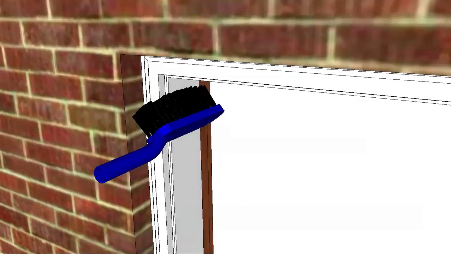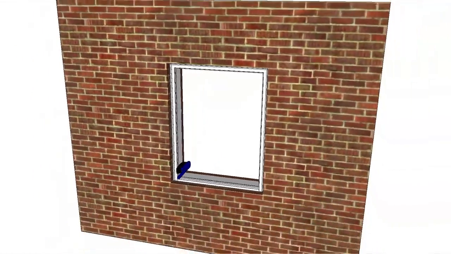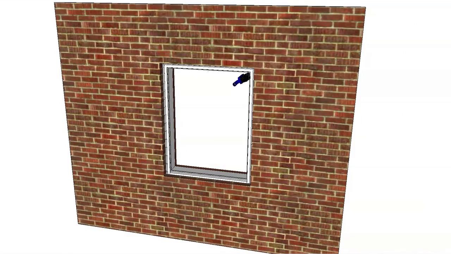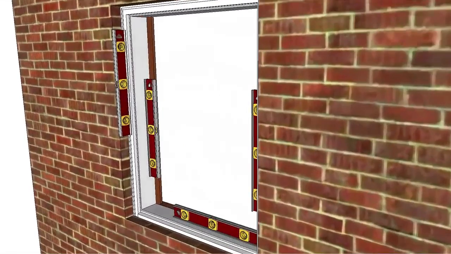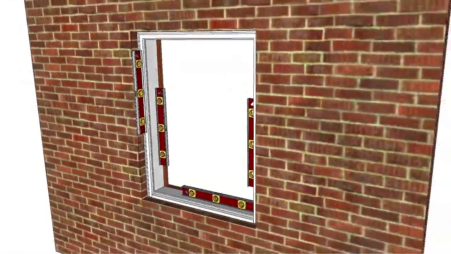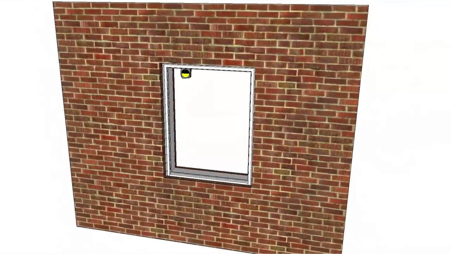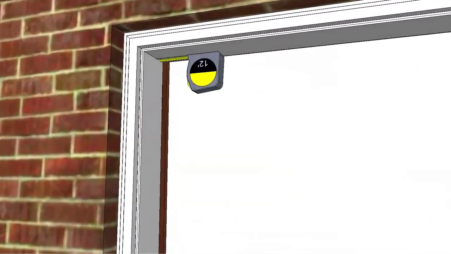Inspect the existing window frame. Repair or replace any deteriorated parts. Clean the opening and surrounding wall to ensure it is dry and free of any dirt, oil, or debris. Check the opening for plumb and level. Confirm that the window opening is 1/2 inch to 3/4 inch larger than the new window in width and height.